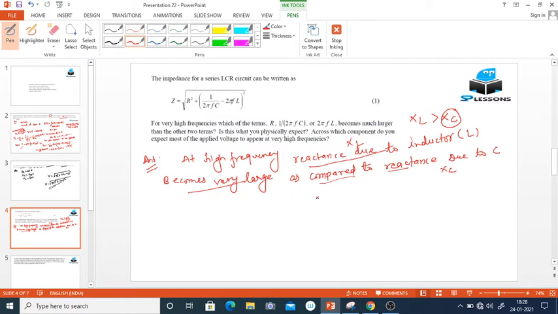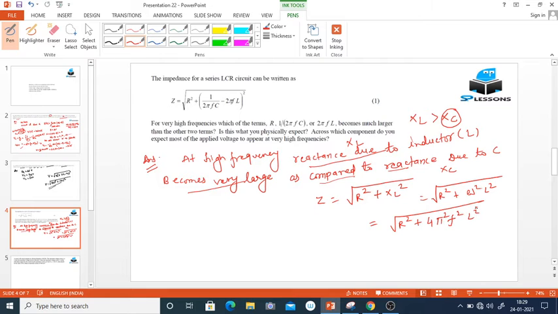Therefore Z is equal to root of R square plus XL square, or we can write root of R square plus omega square L square, or, writing omega as 2 pi F, root of R square plus 4 pi square F square L square.